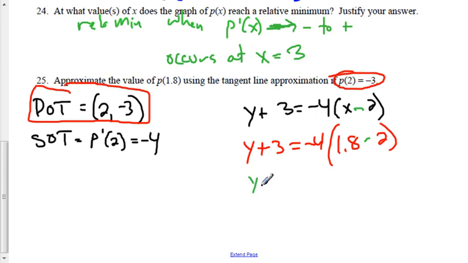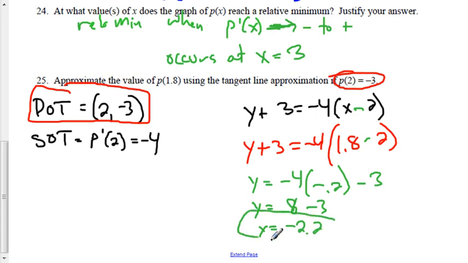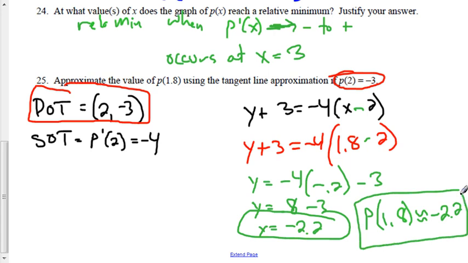So let's bring over the 3. That'll be negative 0.2 minus 3. Negative 4 times negative 0.2 is going to be 0.8. That'll be positive 0.8 minus 3 equals negative 2.2. So I just found the approximation of p of 1.8 as approximately equal to negative 2.2. So good luck on homework 16.